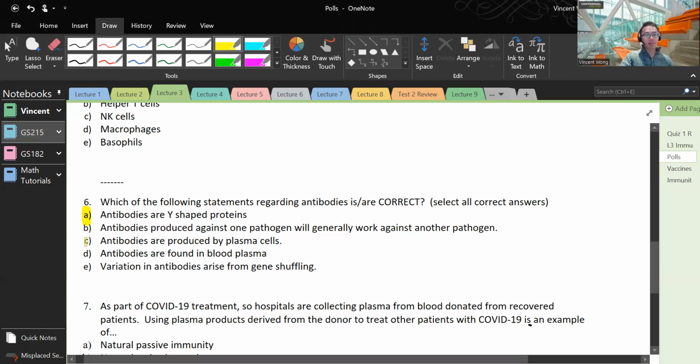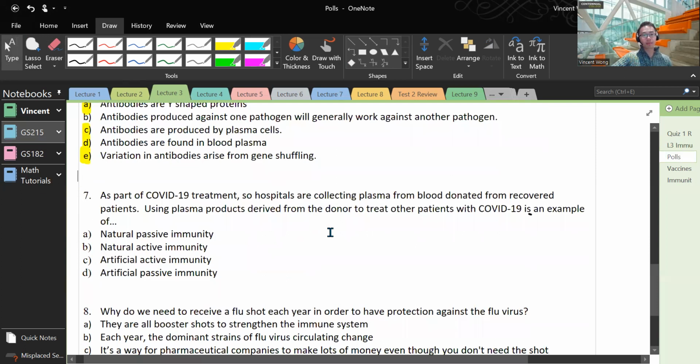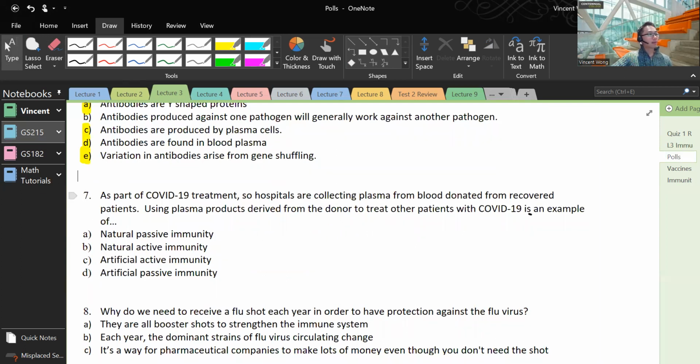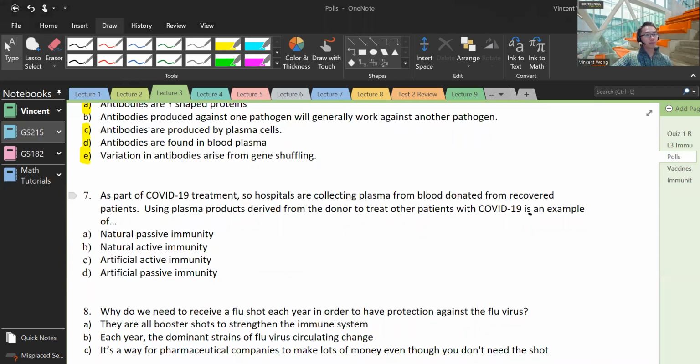Antibodies are produced by plasma cells. We know that is true. Antibodies are found in the blood plasma, also true. And variation in antibodies arises from gene shuffling. That is also true. Okay, so except for B, everything else is true. Okay, let's try another one.